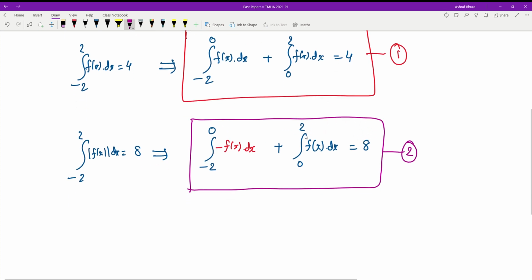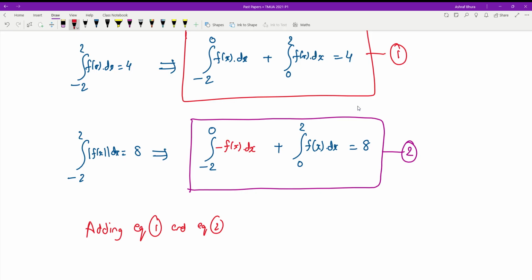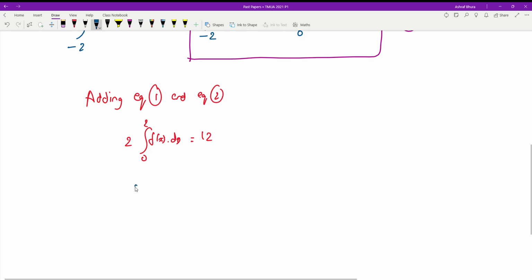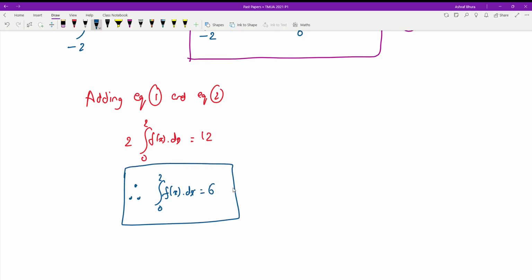Okay, if we add equation 1 and equation 2, what do we get? 4 plus 8, so 2 times integral from 0 to 2 f of x dx is equal to 8 plus 4, which is 12. Therefore integral from 0 to 2 f of x dx is going to be 6. Okay, let's put it as equation number 3.